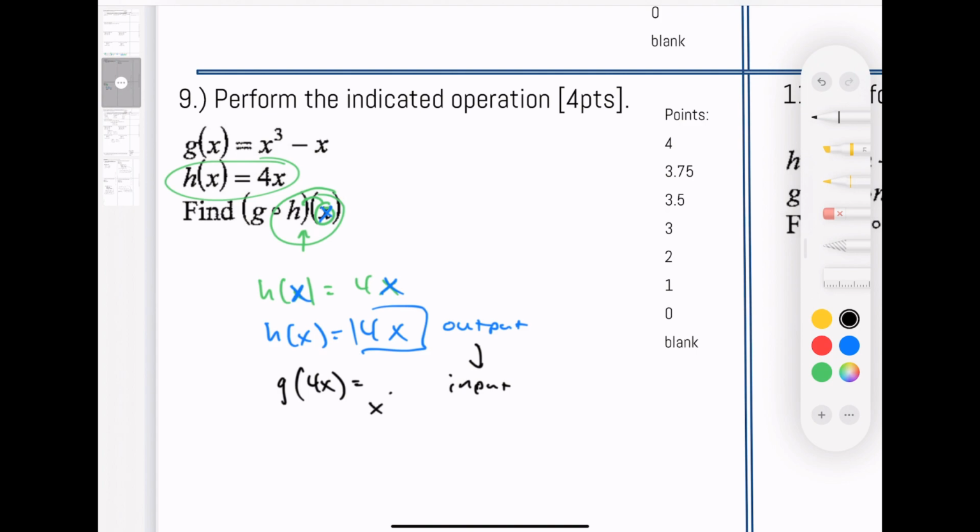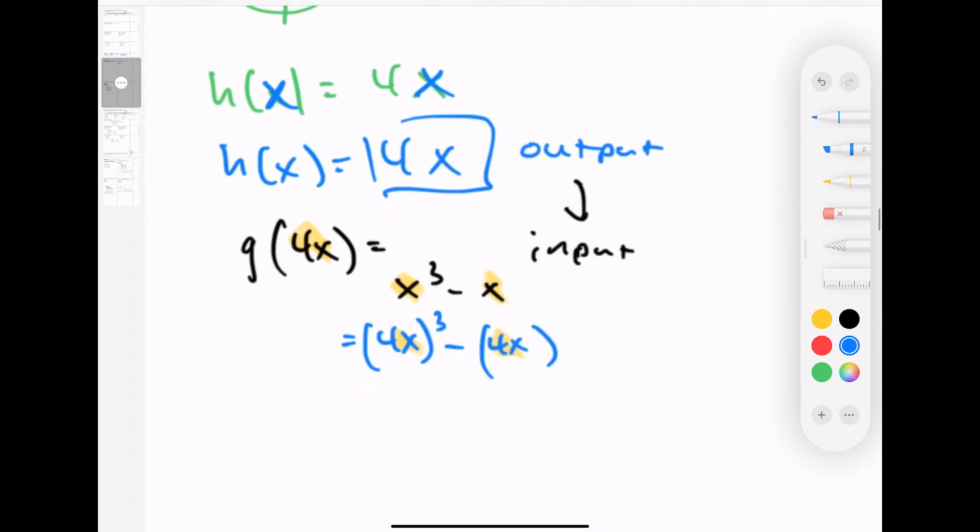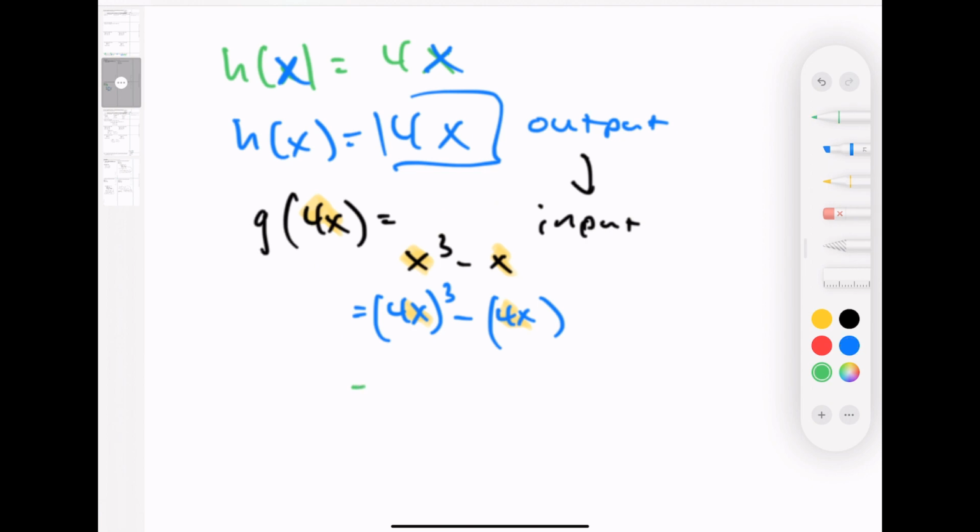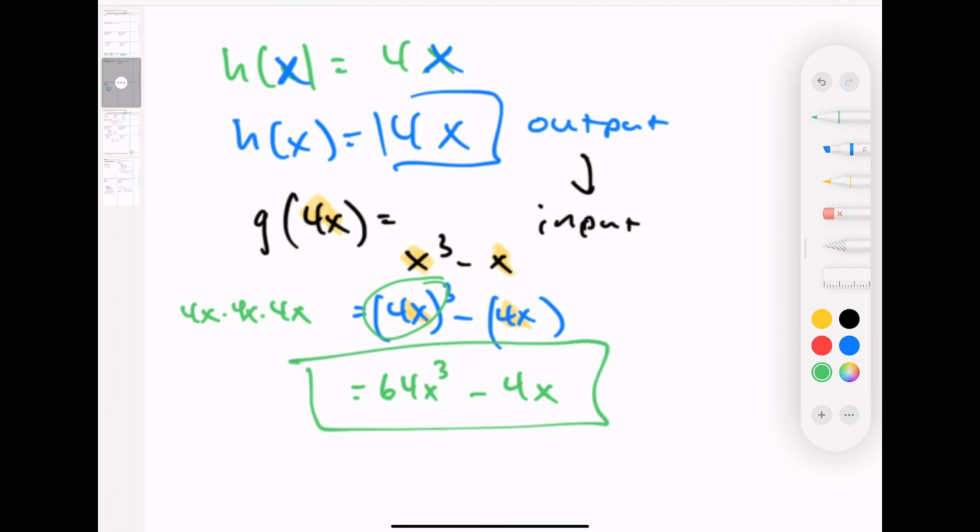So g of x is x to the third minus x. So this is going here for each of these yellow values. So now it's going to read 4x to the third power minus 4x. Remember, 4x to the third is 4x 3 times. So 16 times 4 gives us 64x to the third minus 4x. These are not like terms, so this is our answer.